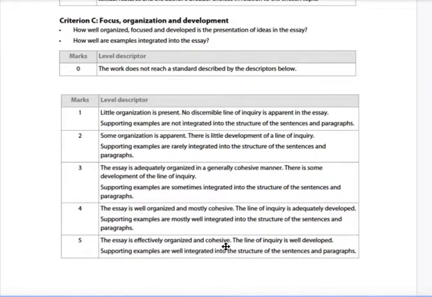At level 5, it's organized and cohesive. There is a line of inquiry. That means that your thesis statement is well developed. You've got 2 or 3 points in your thesis statement that build up to an argument or a conclusion. If a line of inquiry is well developed, that's an example of that scientific method that I was talking about earlier. If you can build your thesis based on a scientific investigation, you're getting to that high level, level 5. At level 4, your line of inquiry is adequately developed. And at level 3, that's midway, you're having some development of that line of inquiry.